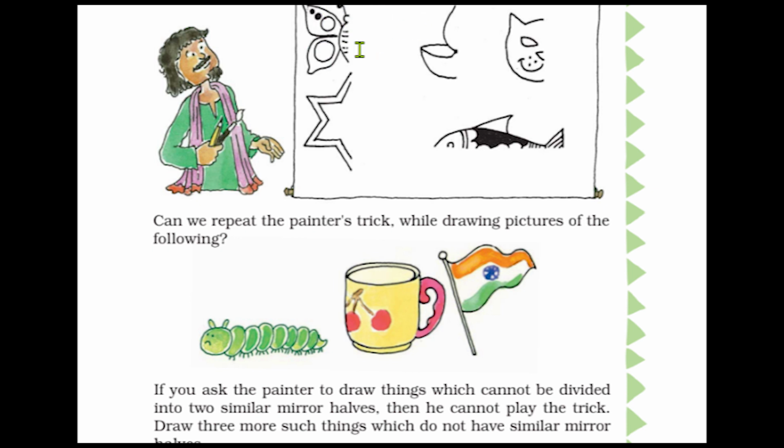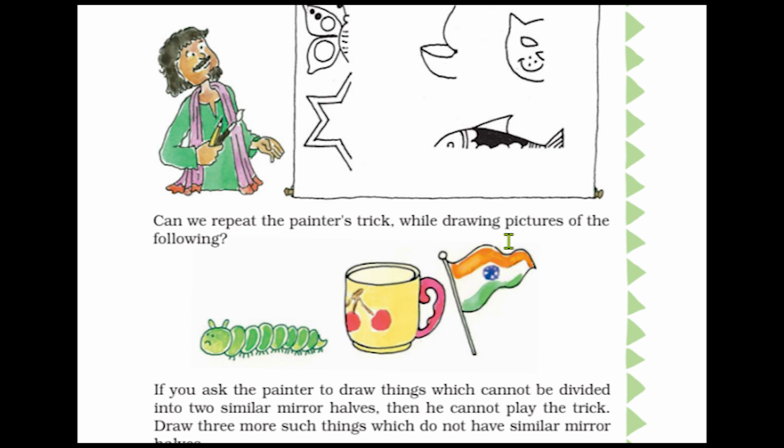Okay. So when we complete this picture, you will get a butterfly, or when you complete this picture, you will get a diya, and in this picture you will get a cat, and this is a picture of a star, and here if you complete this picture, you will get a fish.